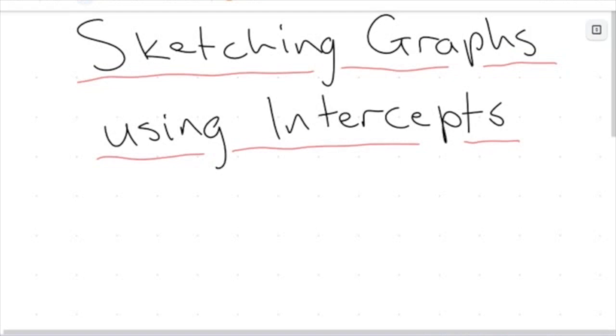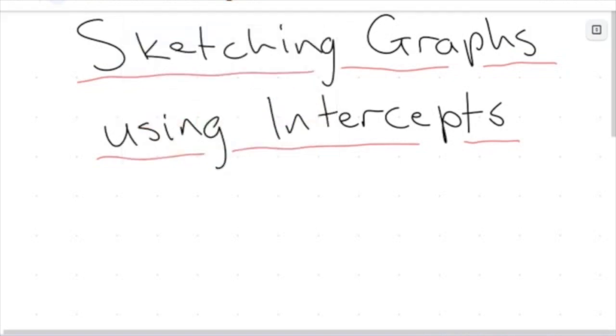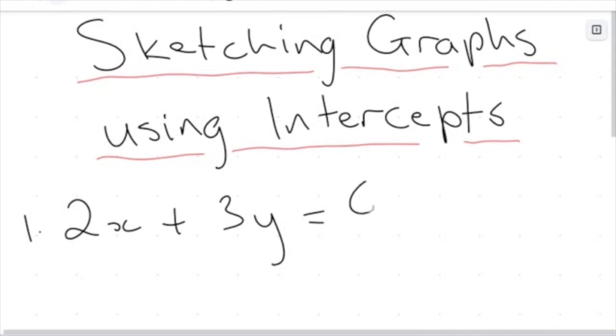So I'm going to give you guys an equation or a linear relationship, and we are going to look at an easier way for how we may want to sketch this graph. So in example 1, let's go straight into this. I have 2x plus 3y equals 6.